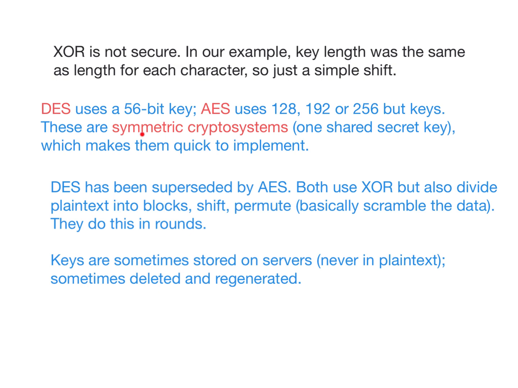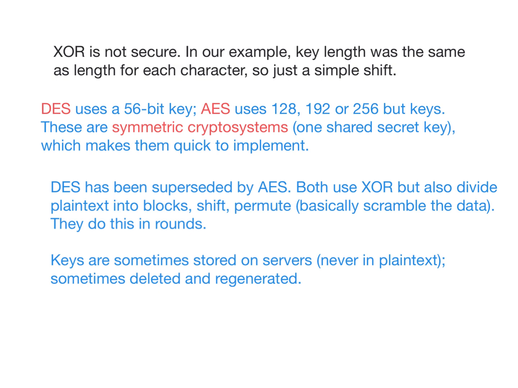AES is a symmetric crypto system, as is DES. So there is only one key. It is a long binary string, a long bit string like we saw on the previous slide. And we can see from the previous example that XOR is very quick to implement. So that's the benefit of doing cryptography like this. But in order to provide security, these two algorithms don't only use XOR like I showed you on the slide. They also do other things.